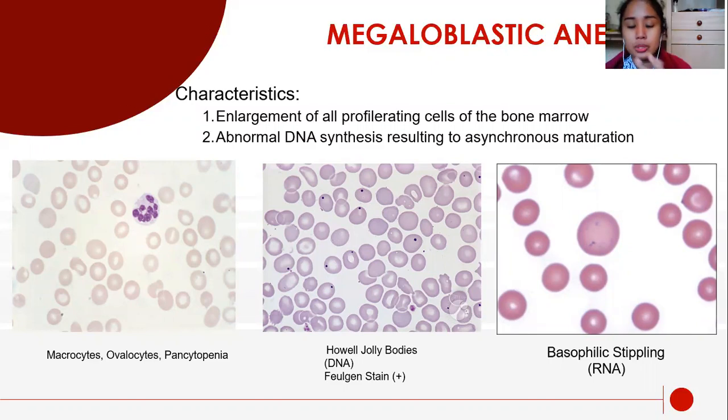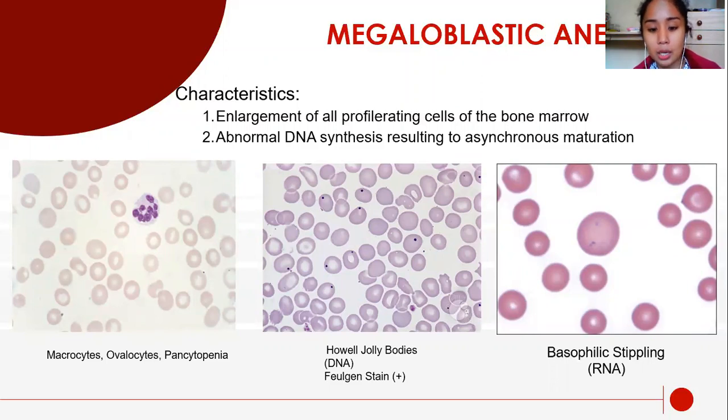Yan. So class, what are the distinct blood picture when we are talking about megaloblastic anemia? So under megaloblastic anemia, we have pernicious anemia, vitamin B12 deficiency, and folic acid deficiency. Yung tatlong yun na. So meron tayong macrocytes. Dito sa unang picture na to, macrocytes, ovalocytes, and pancytopenia. Ang hindi ko na-label, yung hypersegmented neutrophils class. So, macrocytes, ovalocytes, expect pancytopenia.